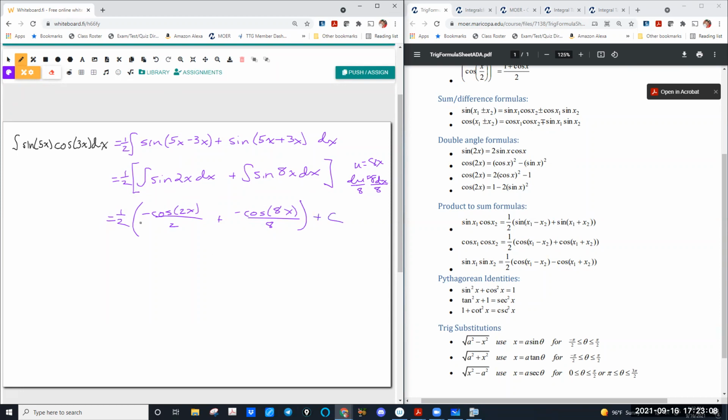Put a plus c on. Again, you can distribute the 1/2 if you want. We don't need a plus a negative. This is negative cosine of 2x over 4 minus cosine of 8x over 16 plus c. You don't have to. Again, this was a correct answer. It is the antiderivative. Okay, questions on this problem?